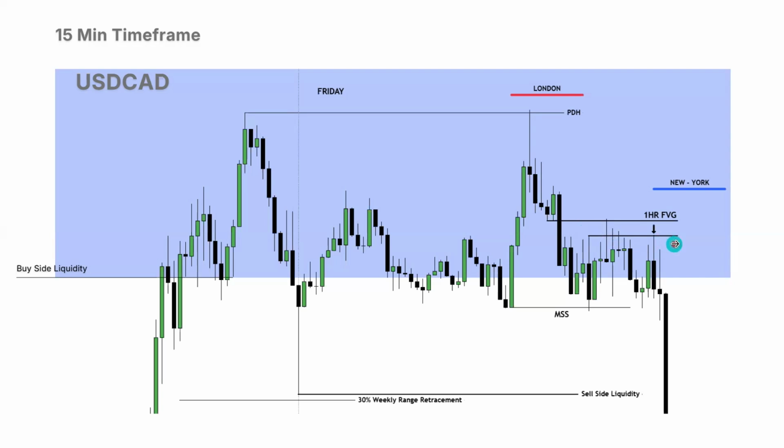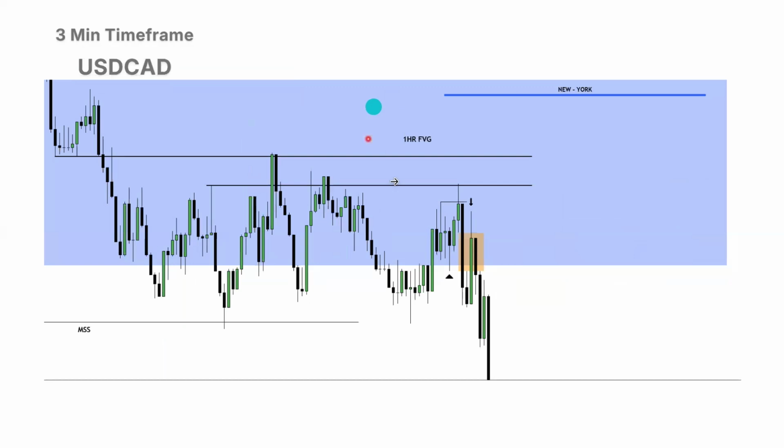All right, so let's go down to a 3-minute time frame. At the 3-minute time frame, you could see that this was where New York kill zone began. New York kill zone is 8 a.m. to 11 a.m. Eastern time. London kill zone is 2 a.m. to 5 a.m. Eastern time. And then Asian is 8 p.m. to 12 midnight Eastern time. Eastern Standard Time. Sorry, guys.